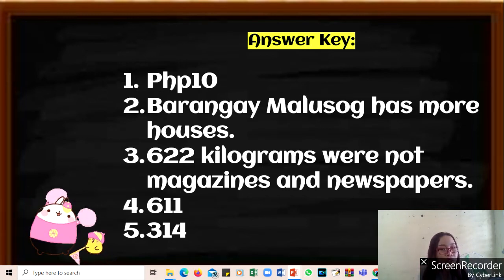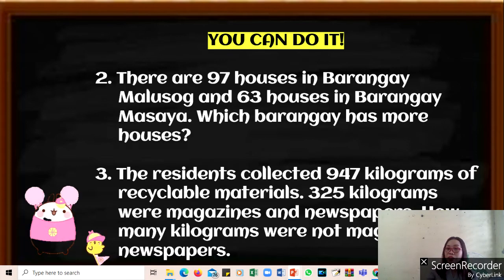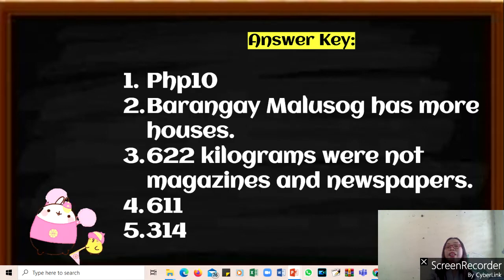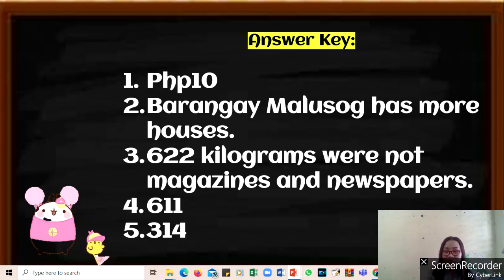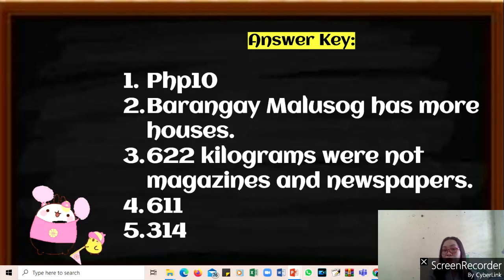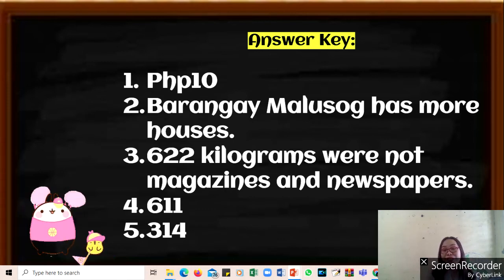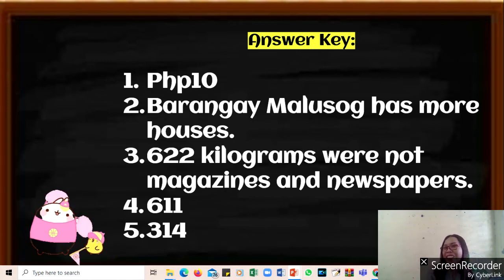Number 3, 622 kilograms were not magazines and newspapers. So, itong 622 kilograms na to, ito yung sagot after natin minus yung problem kanina dito sa number 3. 947 minus 325. So yung sagot na 622, ito yung hindi magazines and newspapers. So, of course, dahil kilograms ang tinatanong, nilagay natin ang symbol na kilograms. Number 4, the answer is 845 minus 234 is 611. And number 5, 389 minus 75 is equal to 314. Ang dali lang grade 1, di ba?